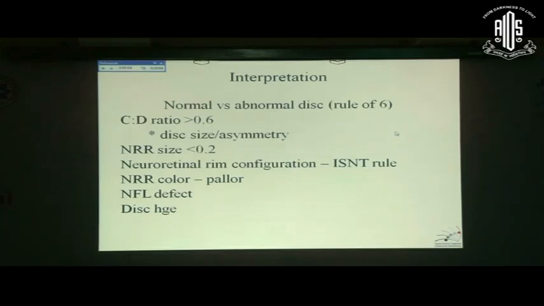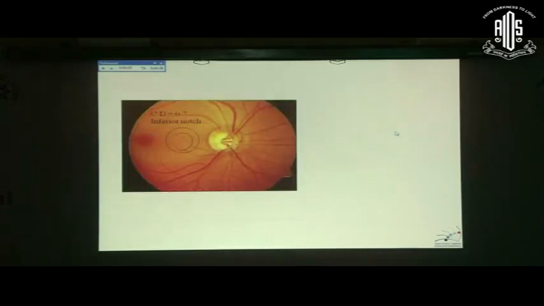Cup-to-disc ratio, if it is more than 0.6, considering the disc size and asymmetry. Neuroretinal rim size, if it is less than 0.2 anywhere. Neuroretinal rim configuration, if there is any departure from the ISNT rule, and the color of the neuroretinal rim, as well as if there is any nerve fiber layer defect and disc hemorrhage. These are the rule of 6. Just exercise this rule of 6 in these patients.